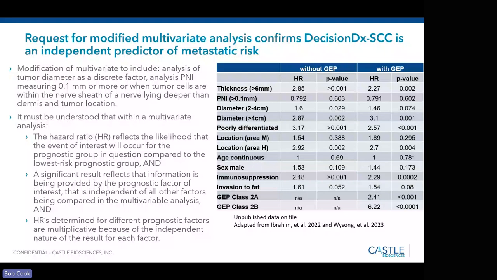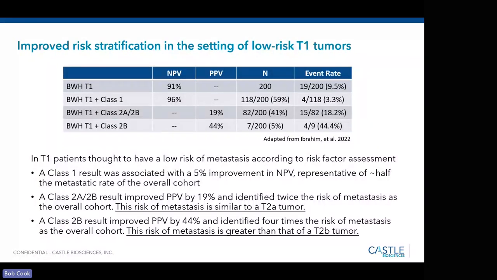I'd like to next demonstrate the risk stratification of the DecisionDx-SCC test within each Brigham and Women's Hospital stage. In general, the BWH T1 tumors, which we're focusing on in this slide, are thought to have a low risk of metastasis because there's no evidence of the four clinical factors that contribute to BWH staging. And those factors are the diameter greater than or equal to 2 millimeters, poor differentiation, invasion below the subcutaneous fat, and perineural invasion. And of course, these are factors that were mentioned earlier by Dr.